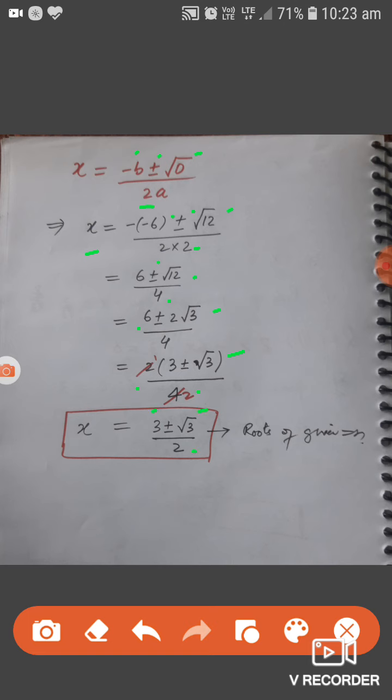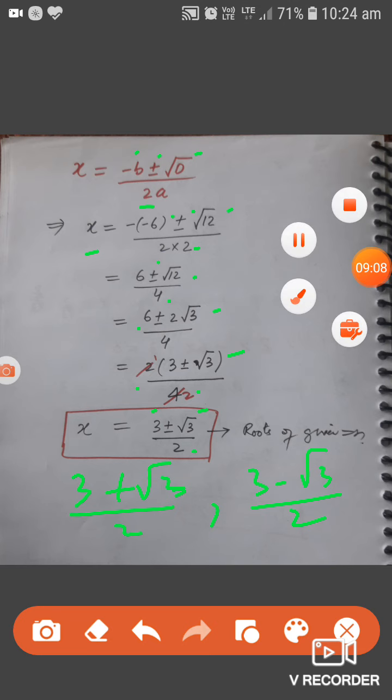So these are the roots of the given equation, that is, one of the roots is 3 plus square root 3 divided by 2, and another is 3 minus square root 3 divided by 2. So these are the two roots of the equation which are distinct by this plus minus sign. In this way we can calculate the roots of a given equation by using the quadratic formula. So it is all about the usage of the quadratic formula for finding the roots of a quadratic equation.